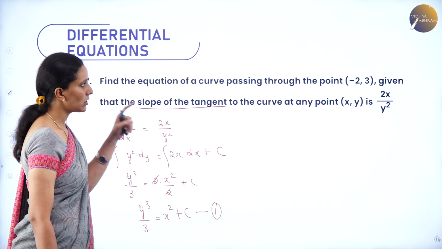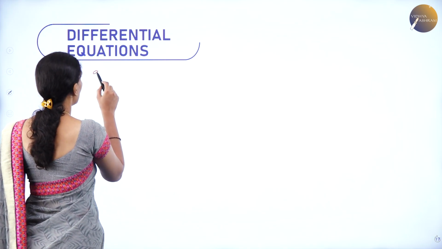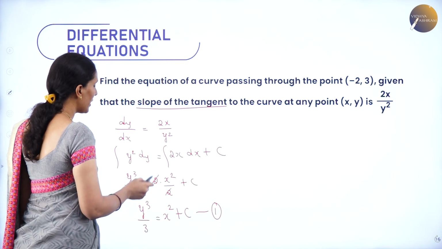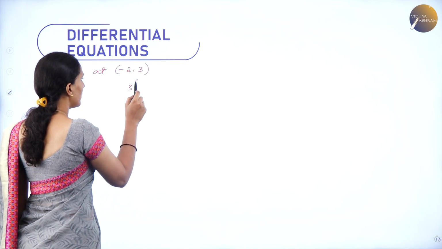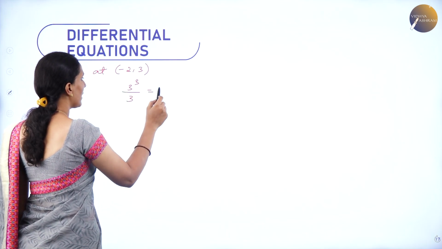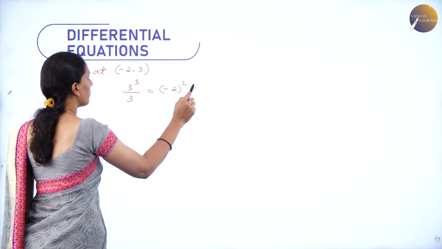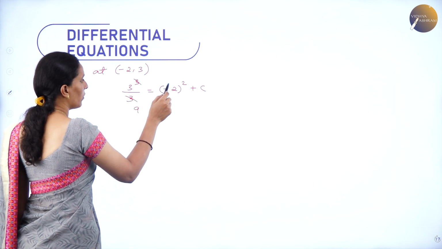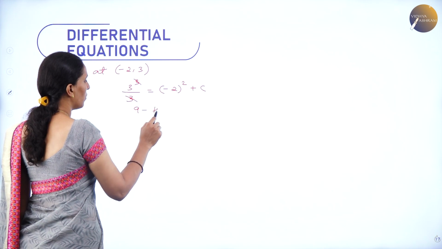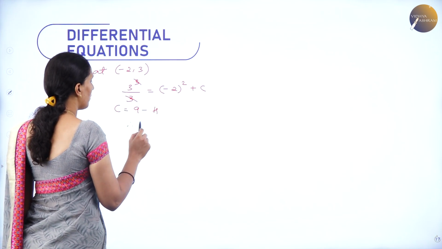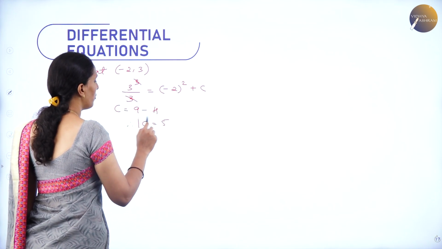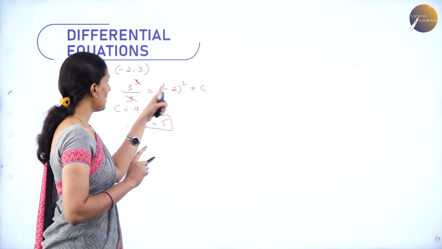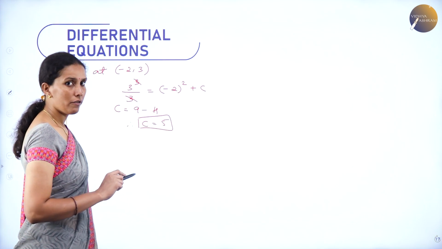Now I need to find out the solution at (-2, 3). So at (-2, 3), here we have y cube, so y cube by 3 is 3 cube by 3, which is equal to x square, (-2) whole square, plus c. 3 gets cancelled, so 9 minus 4 is equal to c. So therefore what is the value of c? c is equal to 5. See, 3 square is 9, (-2) whole square is 4, 9 minus 4 is 5. So that was the value of c.